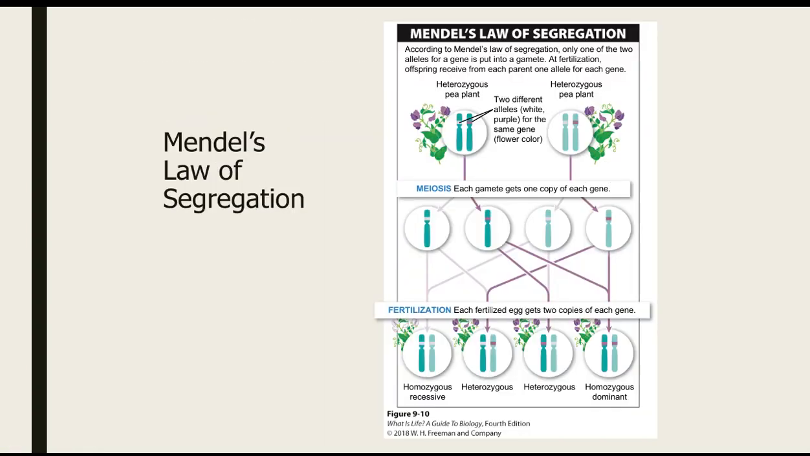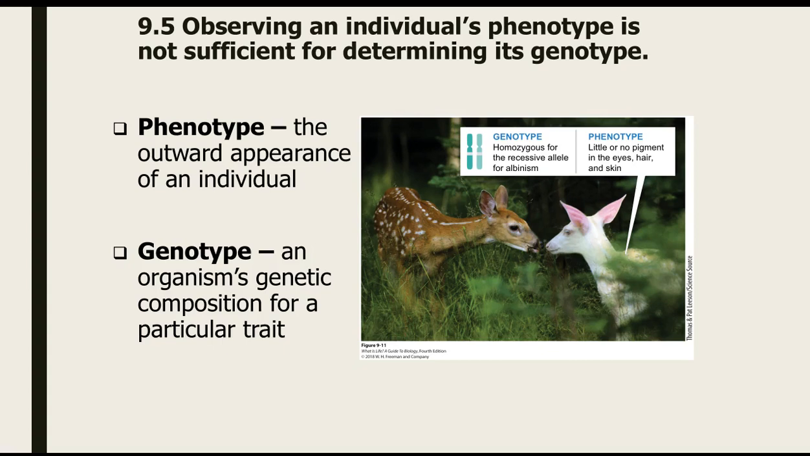Mendel called this idea where the parent separates the alleles into different cells the law of segregation. And so that's what we are going to call it, the law of segregation. So it turns out that things aren't always as they appear, right?